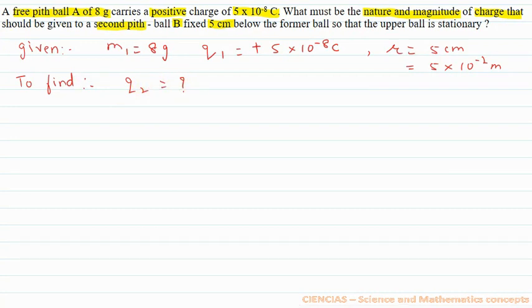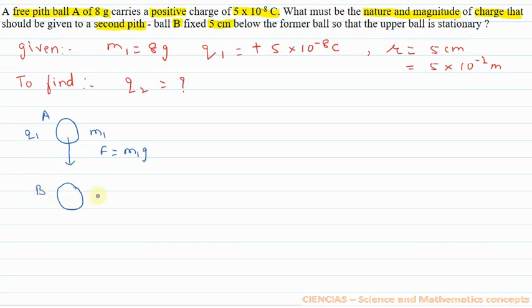So now here we are considering that this is a ball, pith ball A, whose mass is m1 and carrying a charge q1, and now this ball will fall freely under gravity. So the force which is acting on this is m1g. Now this ball should not fall down. Now here is another ball, ball B, having charge q2. So to counter this force, this should produce an opposite electrostatic force.